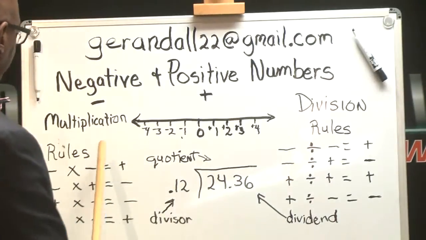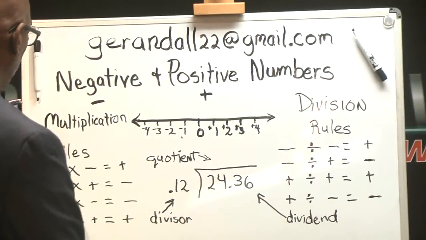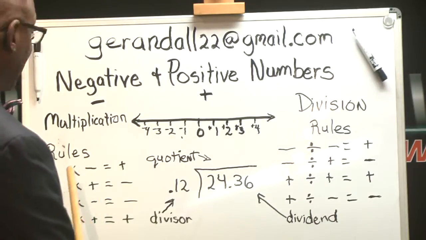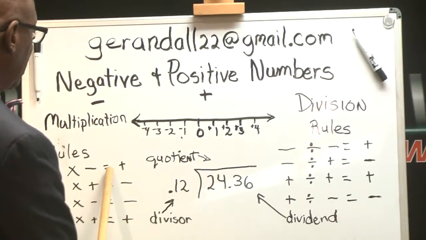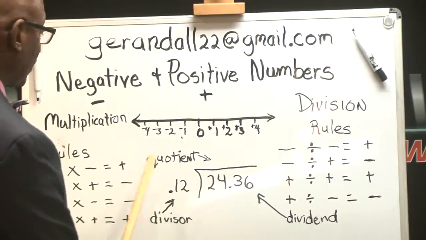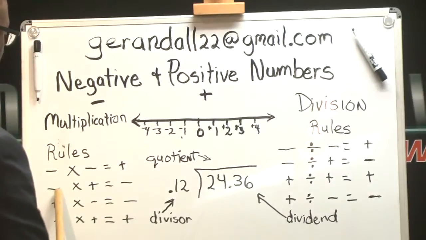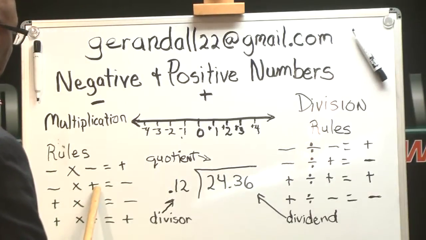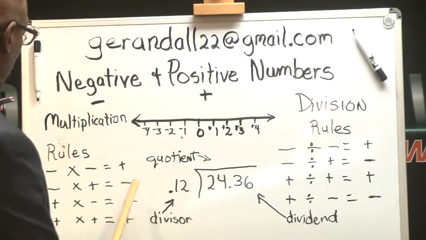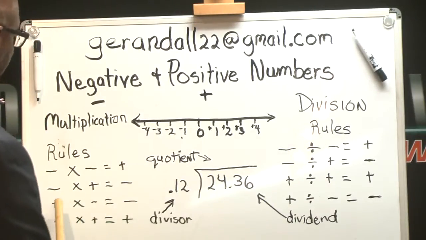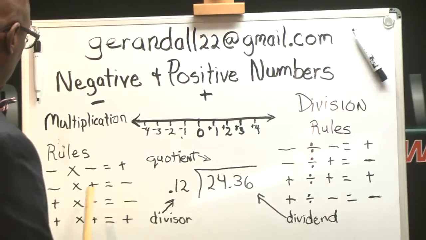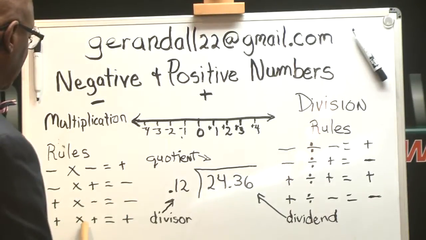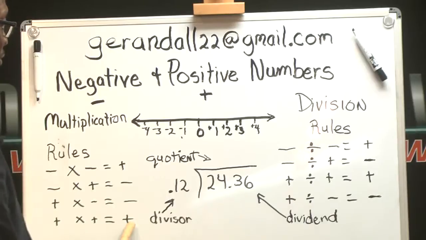On the multiplication side, we have rules pertaining to what a negative number multiplied by a negative number equals: a positive number. A negative number multiplied by a positive number equals a negative number. And we use the commutative property here and say a positive number multiplied by a negative number equals a negative number. Again, positive times a positive number equals a positive number.